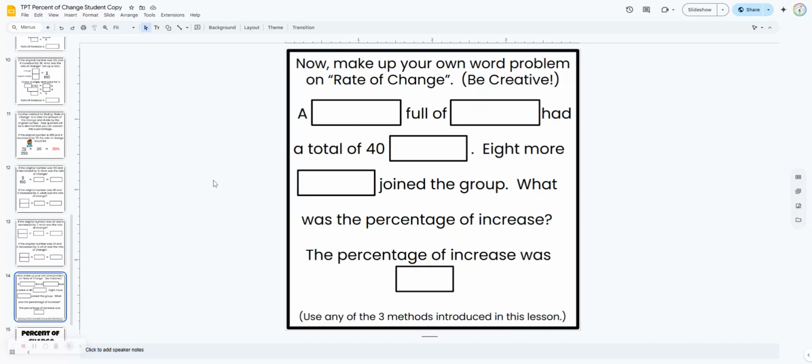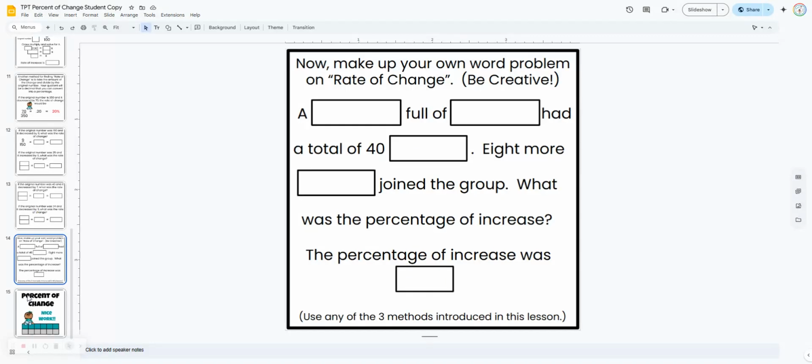When they get to the final slide, they're going to make up their own word problem. So the numbers are already included for the students. So they've got 40 and 8. 8 was the change, 40 was the original number. And they can just put any numbers in here they like, or any words in here they like. So say a dog park full of puppies, or they can make up anything they like for that word problem. But the numbers are going to stay the same and everybody will get the same answer. And they can use any of the three methods to solve this.